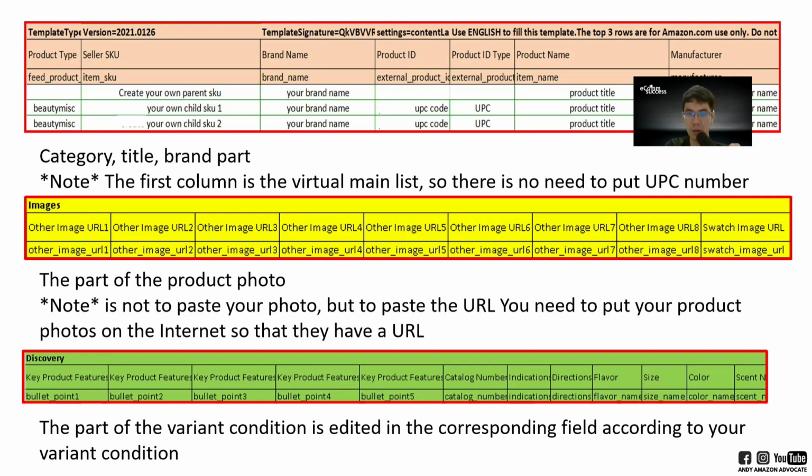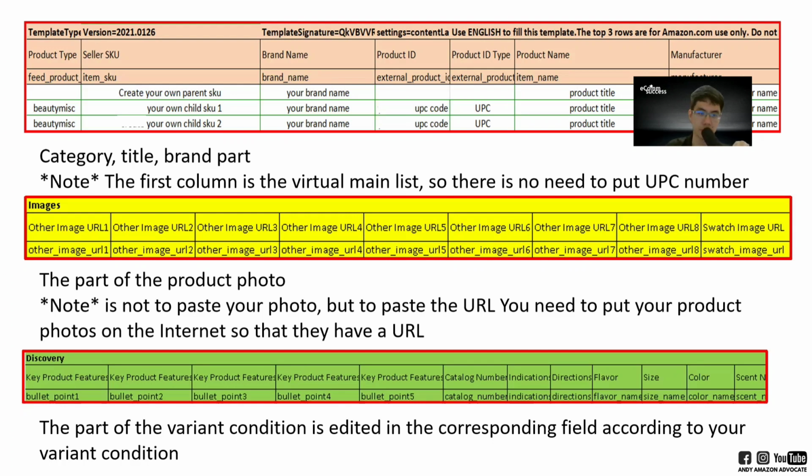So Amazon will actually go to the address that you paste over here, download the image, and then upload it to your listing. So you have to know that you need to put your product photo on the internet first so that it has a URL. And then you get the URL, put it over here, and it will be uploaded to Amazon.